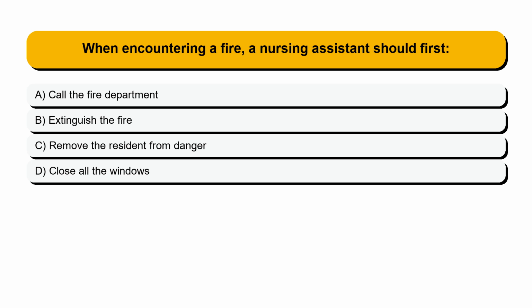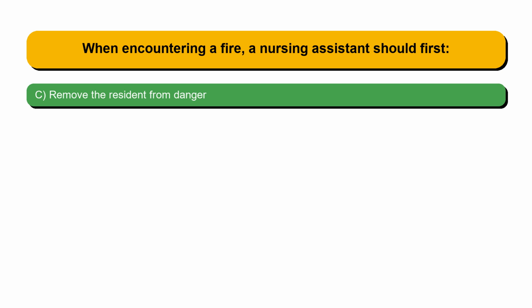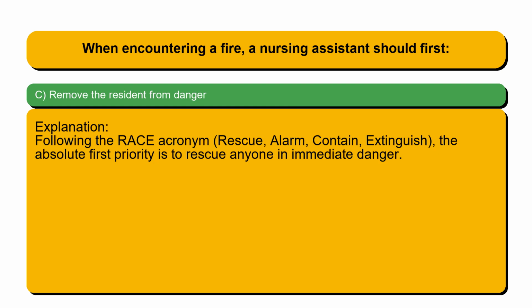Question 39. When encountering a fire, a nursing assistant should first: option A, call the fire department. Option B, extinguish the fire. Option C, remove the resident from danger. Option D, close all the windows. The correct answer is option C, remove the resident from danger. Following the RACE acronym, rescue, alarm, contain, extinguish, the absolute first priority is to rescue anyone in immediate danger.